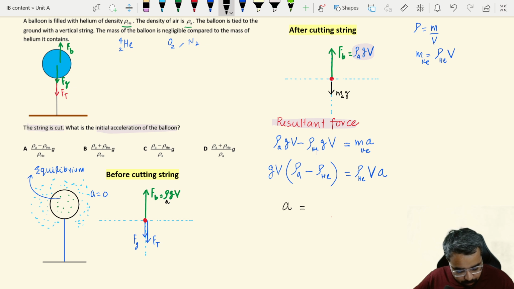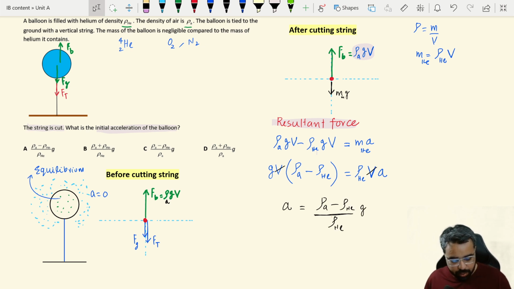All right, so that is g, and we may cancel this V on both sides, so that's why a is the only possible answer.